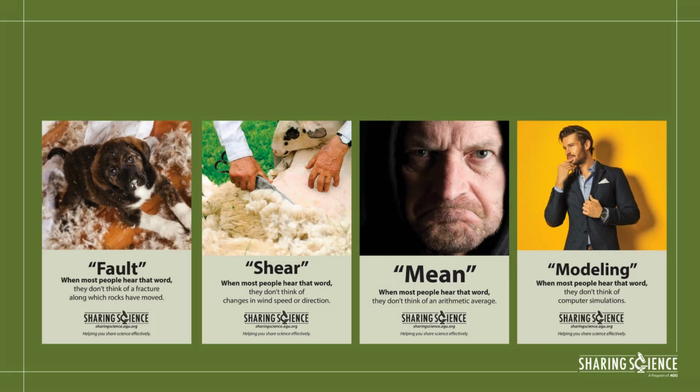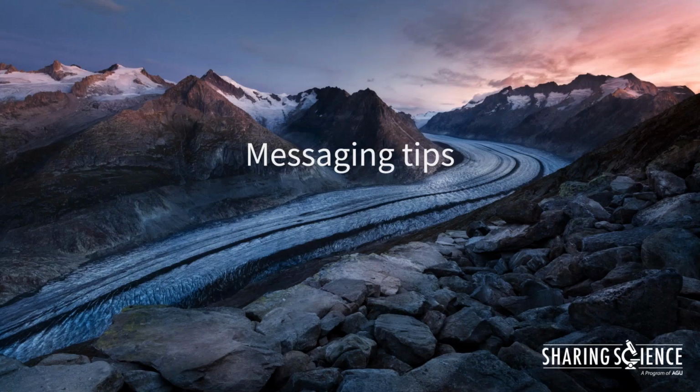And words with multiple meanings, these are some examples. Some of these can probably be figured out from context, but just be aware that if someone who's not in your field is reading a plain language summary about your work, they might have a different immediate association than you do. So it's just something to keep in mind as you're explaining whatever you're explaining. And with that, Shane's going to give you a few messaging tips. All right, thanks, Olivia.